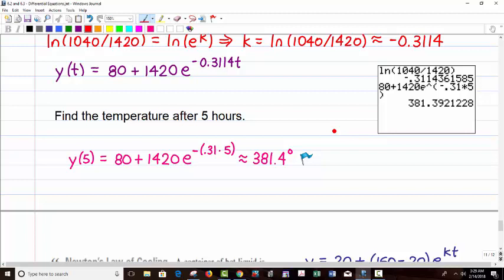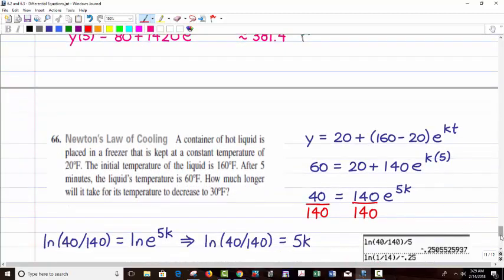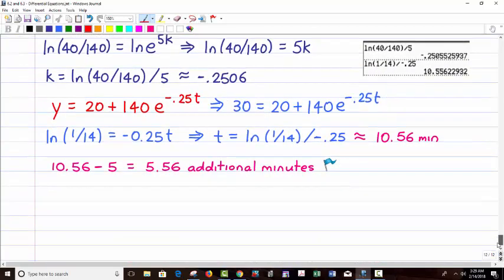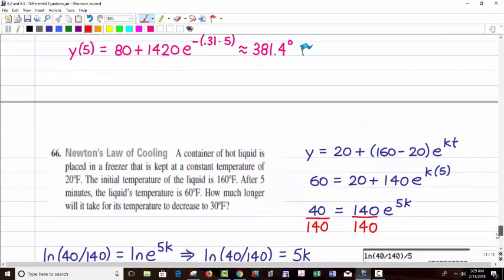So that's the basic gist of Newton's law of cooling. Let's take a look at another example here. That will wrap up our section.